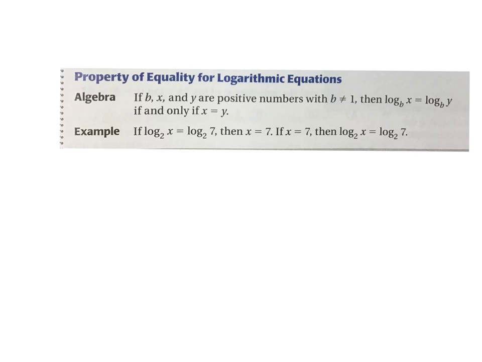All right, if you have a log equation, a couple things here. If you have a log on each side, with the same base, log base b of x equals log base b of y, the only way that can be true is if x and y are the same number. An example here is log base 2 of x equals log base 2 of 7. X has to equal 7 to make that equation true. So we're going to use that property to solve some of these equations here.